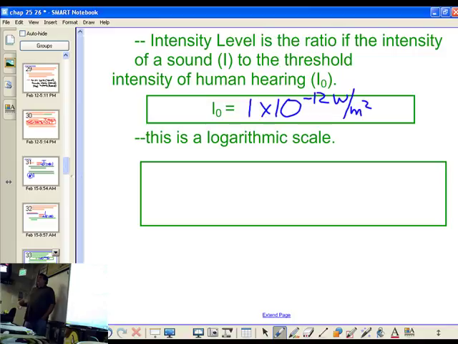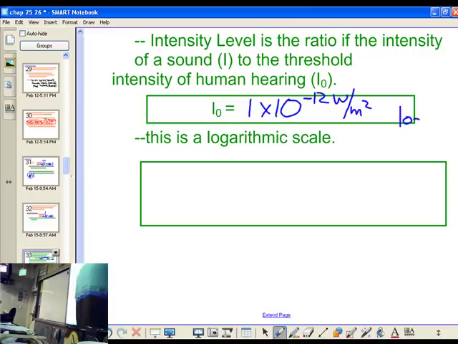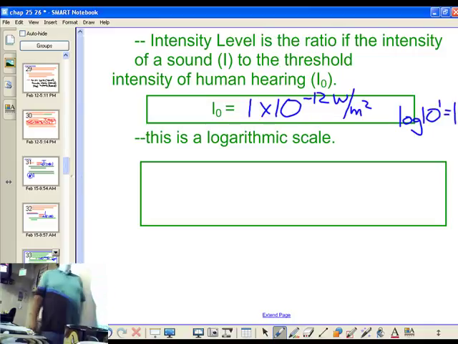So it is that ratio. But it is a logarithmic scale. Which means every time you go up basically 1 on the scale, you're going up by a power of 10. Because you might recall from logs, the log of 10 to the first is 1. Remember, if you take the log of a number, basically the exponent is what it equals. You know, log of 10 to the 1.5 equals 1.5.